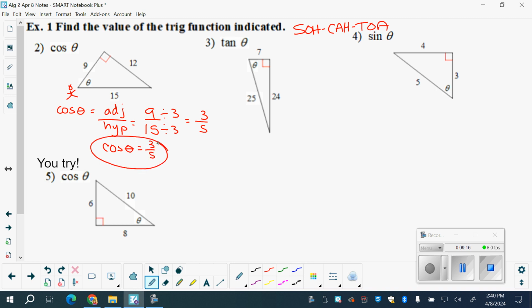So that cosine of theta is a ratio of two sides. We are not finding theta today. We will be doing that in this unit, but we're not doing that today. All we're doing is finding ratios today.